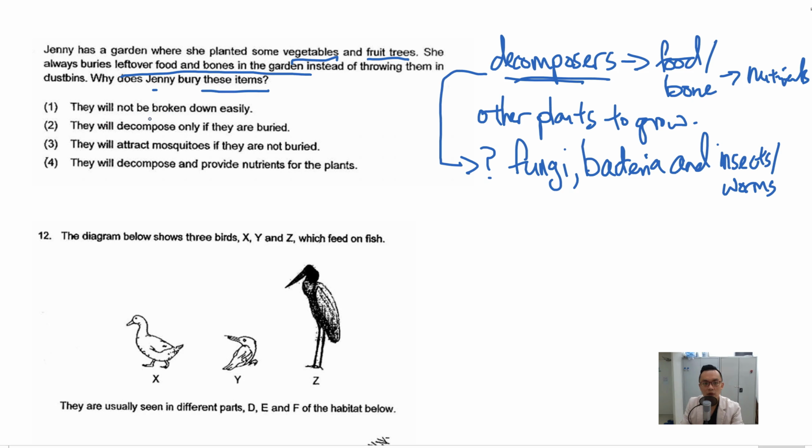So because they will not be broken down easily. Nope, that's not true. They will be broken down easily in the soil. They will decompose only if they are buried. Nope, that's not true. They will decompose even if they are exposed to air, because that's where the bacteria can get to them. The fungi also can reach them. They will attract mosquitoes if they are not buried. That's not true. They will decompose and provide nutrients for the plants. So this one is correct. All right, they will decompose and provide nutrients for her plants to grow.